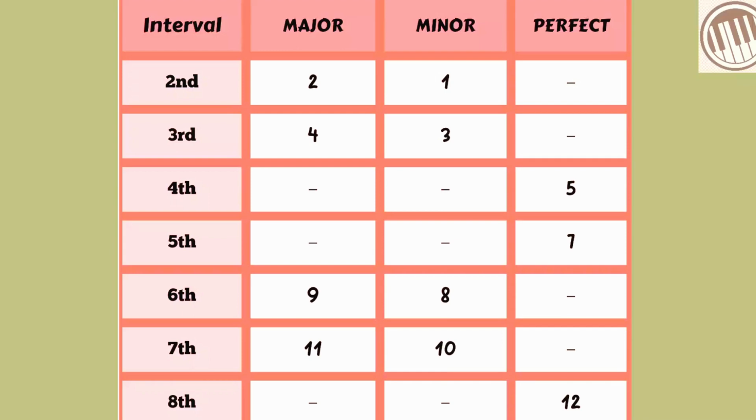In this next lesson, we are going to learn about sequences, and before that, we need to study all the intervals and the number of semitones for each interval. Let's take a look at the major column. Here we have the major second has 2 semitones, and the major third has 4 semitones, and the major sixth has 9 semitones, and the major seventh has 11 semitones.